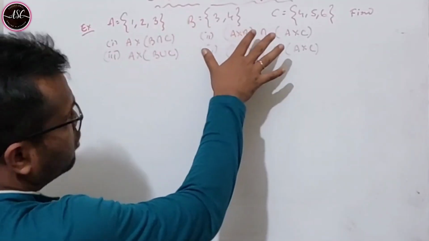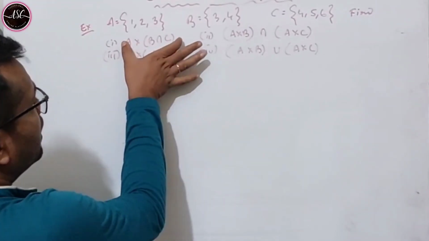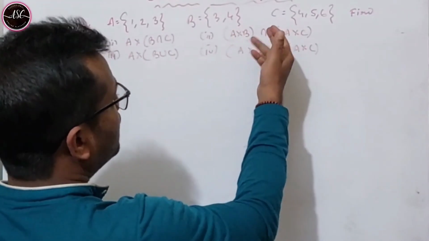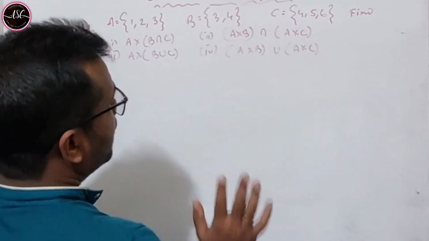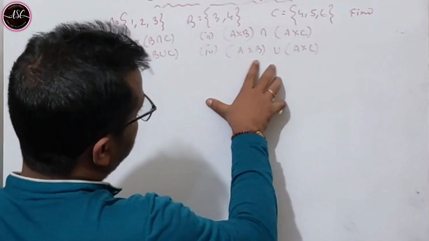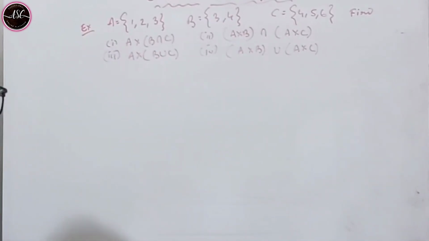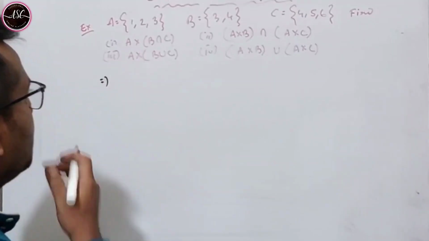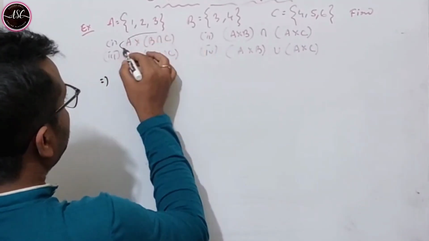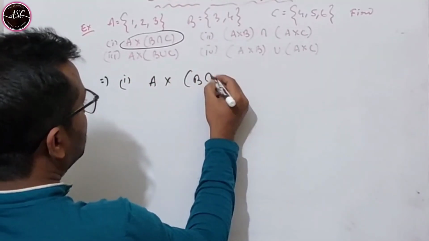Okay. Now look at this question. A equals {1, 2, 3}, B equals {3, 4}, C equals {4, 5, 6}. Find the Cartesian product of A and B intersection C. Then the Cartesian product of A and B union C. Also, the intersection of the Cartesian products AB and AC, and the union of the Cartesian product of AB and the Cartesian product of AC. Now let's solve this question. Here we will do this first. Question 1: A cross (B intersection C).